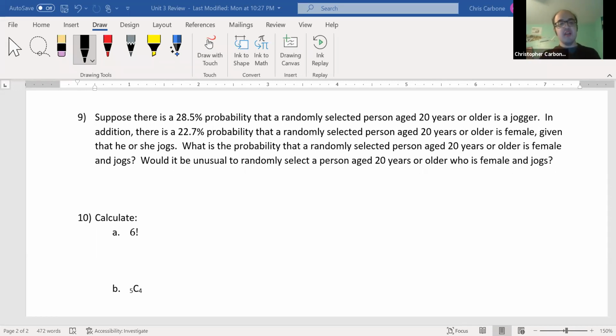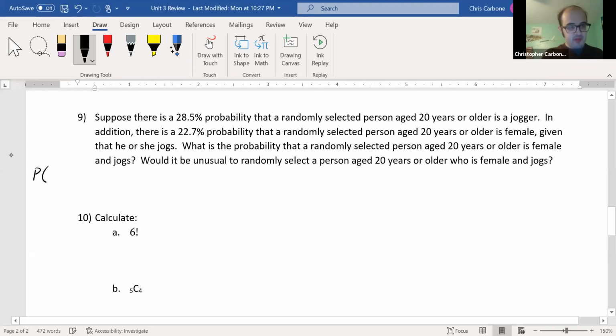And then, would it be unusual to randomly select a person aged 20 years or older who is female and jogs? So, we were told that for this, we want the probability that a person aged 20 years or older is female and jogs. So this would be the probability of being female and jogging.